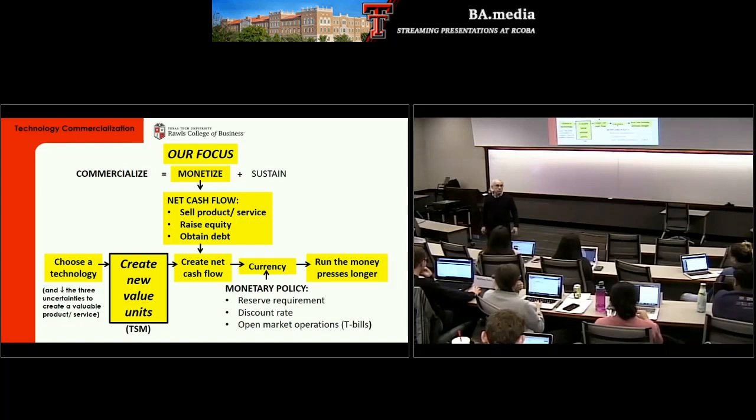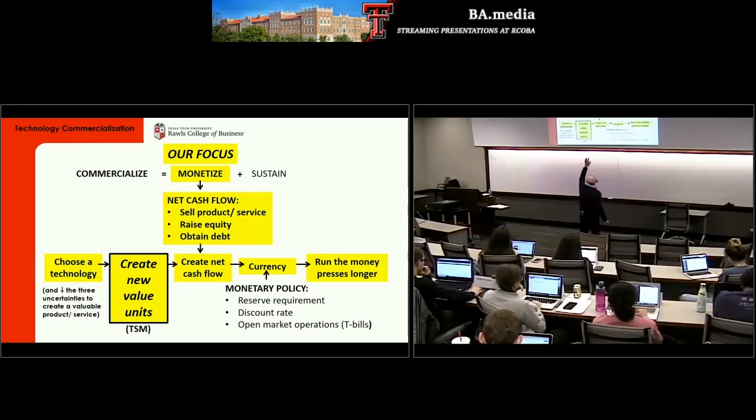And what's a new value unit? It is an exchange. An individual creates a work for others. And so after that comes cash flow: selling the product or service, raising equity, obtaining debt, and then creating currency.